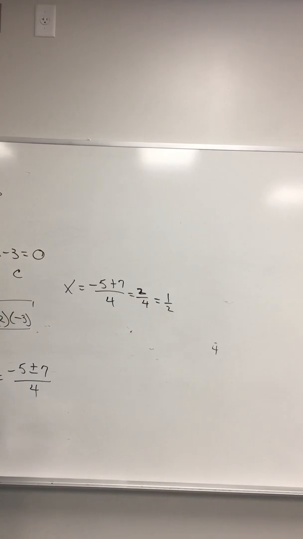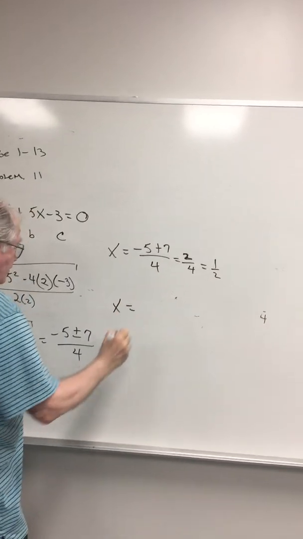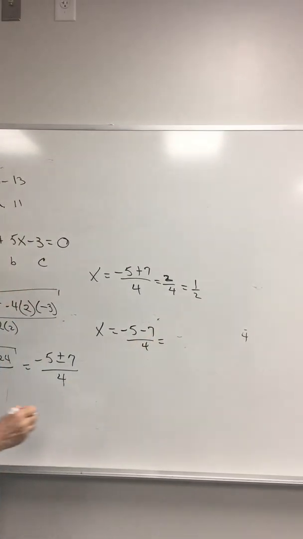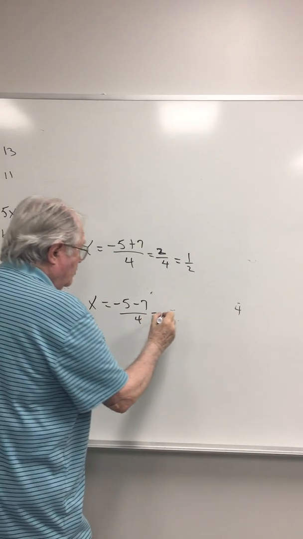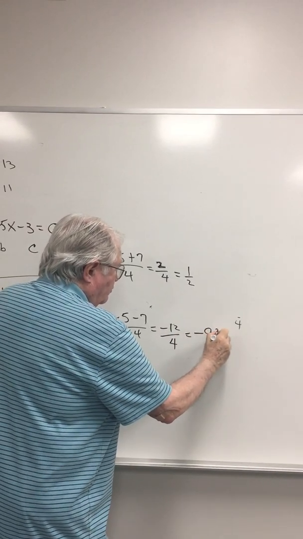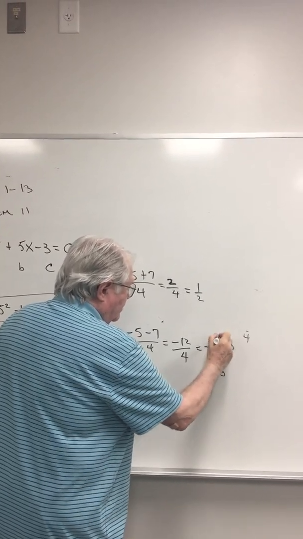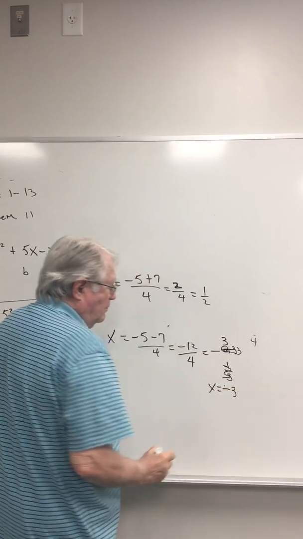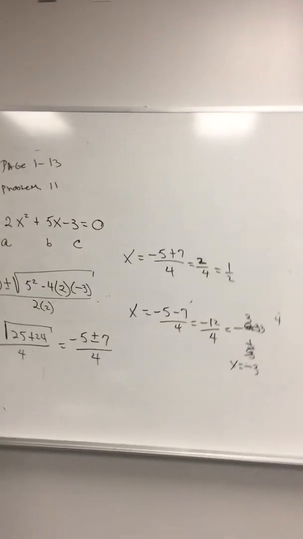That's one possible answer. The other possible answer would be x equal to minus 5 minus 7 divided by 4. Now minus 5 and minus 7 is negative 12, divided by 4, and that comes out to be negative 0.33, or 1/3. Oh, I'm sorry, that comes out to be 3. That would be minus 3. Those are the 2 possible answers to that problem. Now that's one problem I want you to do.